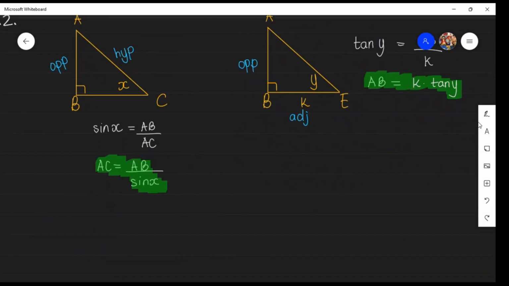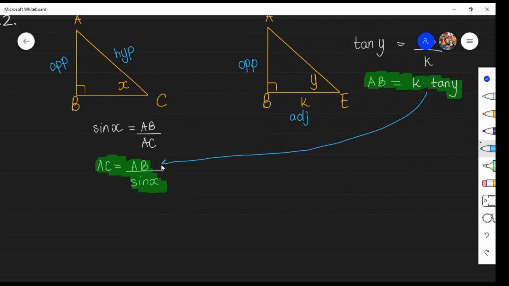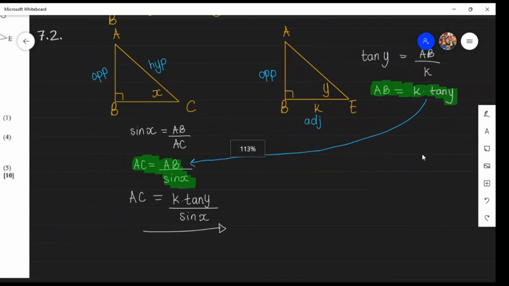So we are now going to substitute k tan y in place of AB. So that is then going to be AC equals k times tan of y all over sine x. And that is exactly what we are looking for. We don't have to think that much. All we needed to do was look at the question, and that guided us on what we needed to do. So that is our answer to question 7.2.